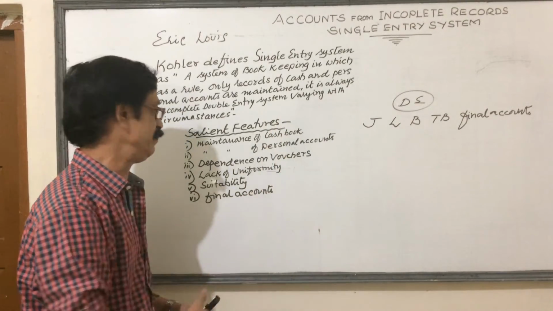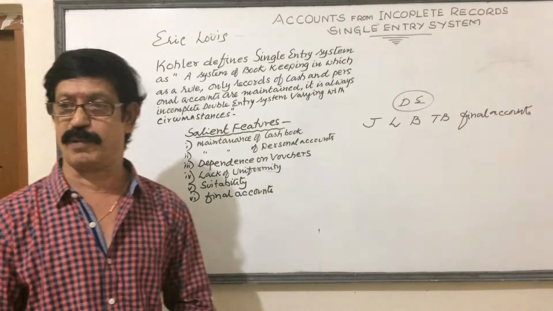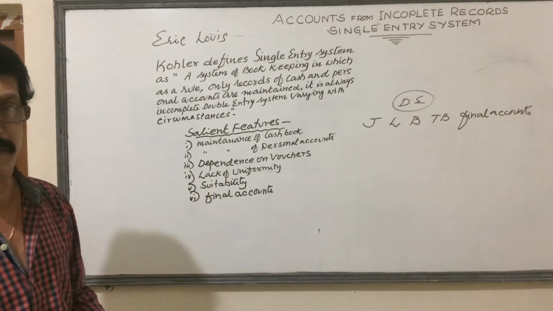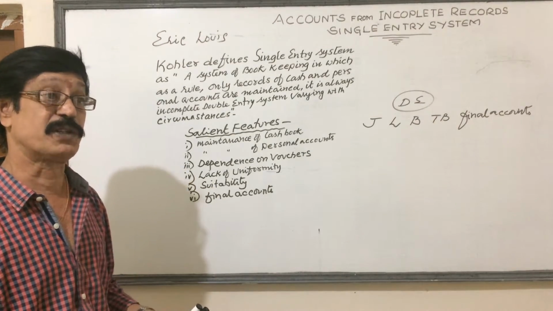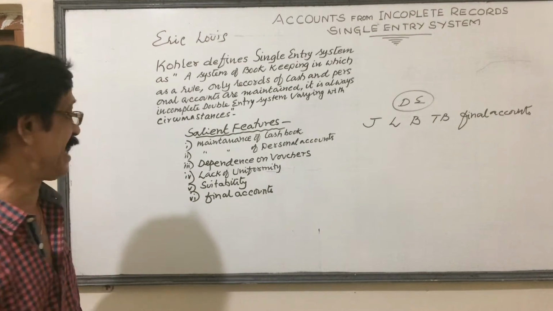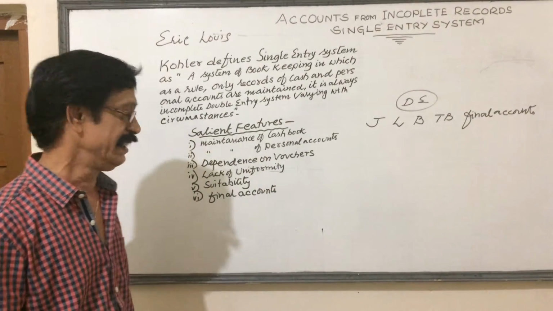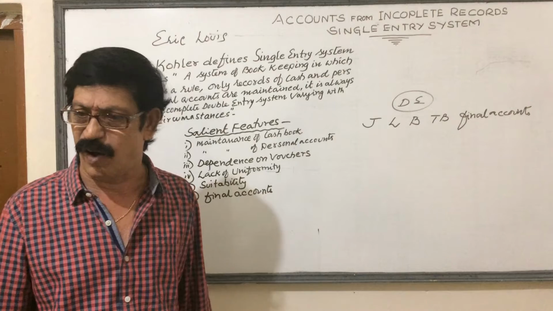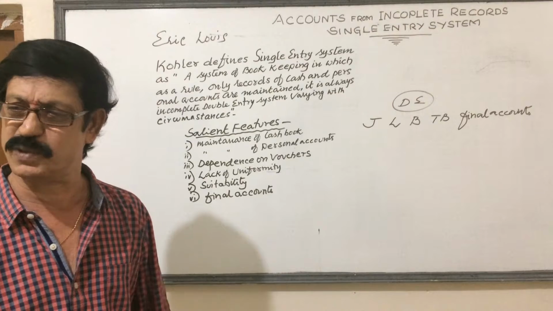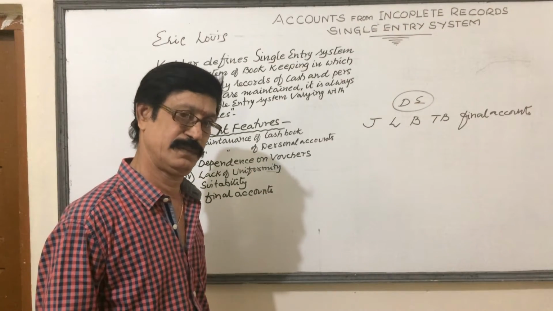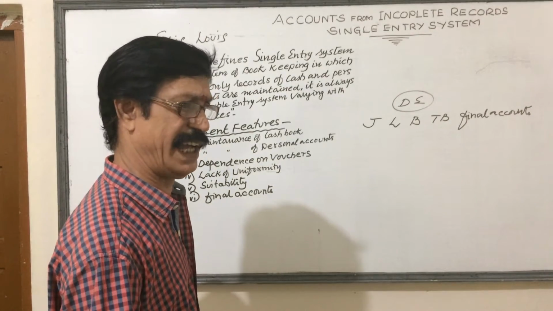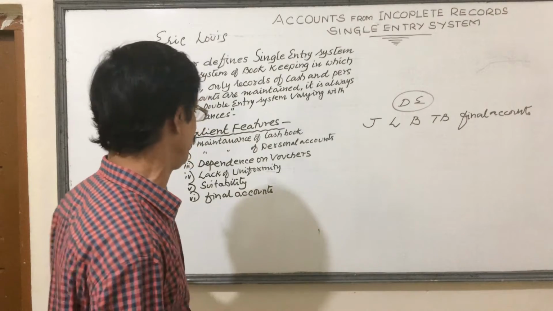In the single entry system, first they will maintain a proper cash book. All the receipts and payments are recorded in the cash book. Then they will prepare some important personal accounts with whom we are having regular transactions. Then we are always dependent on vouchers, receipts, invoices, and some other important documents which are all properly kept in a file. Understand? Vouchers, receipts, invoices, they are all kept in a file. Based on that only we are recording the transactions.